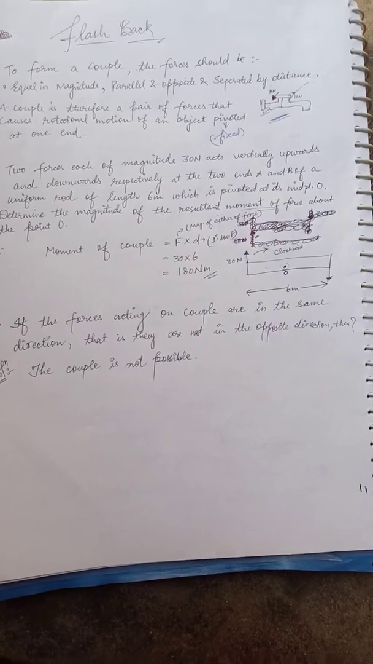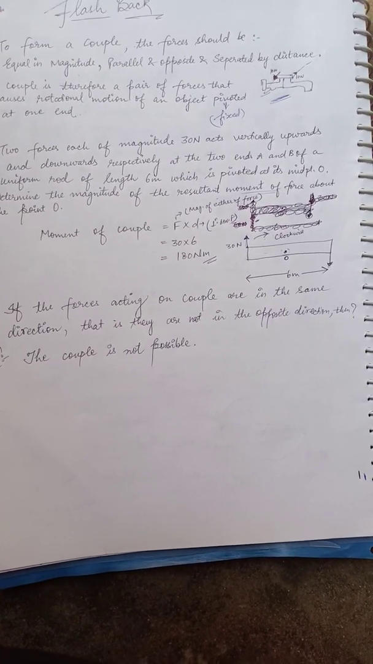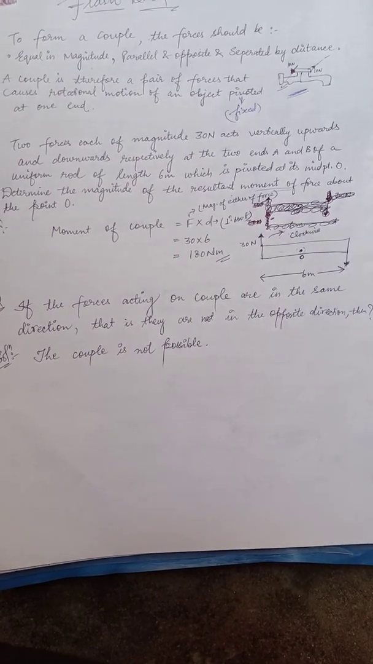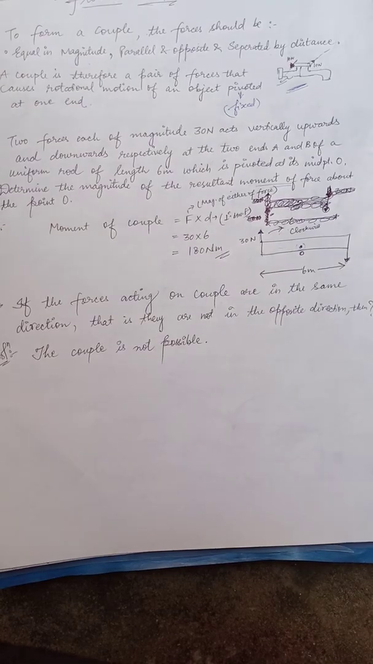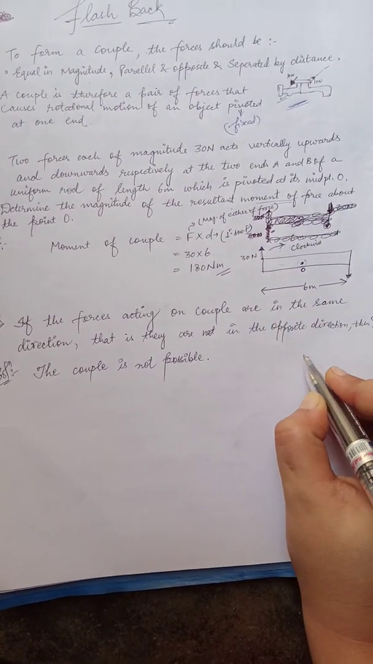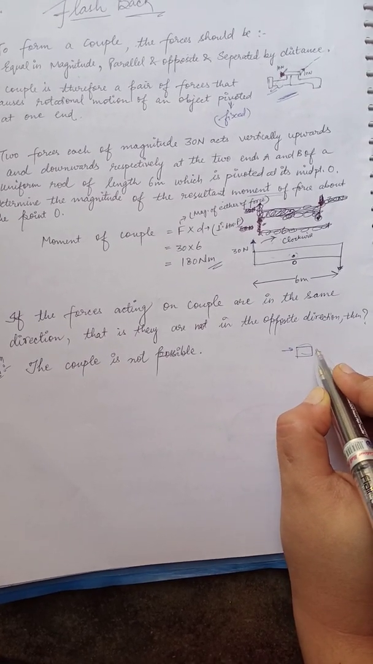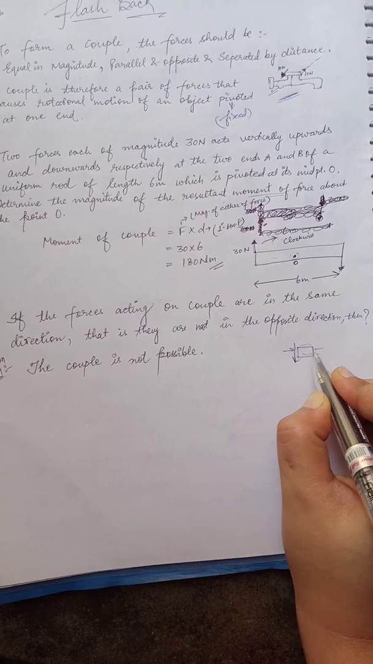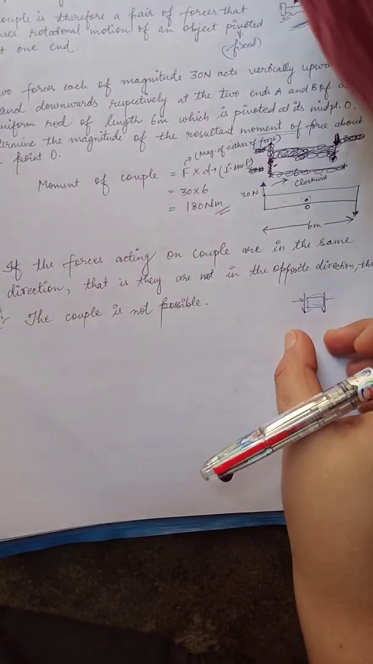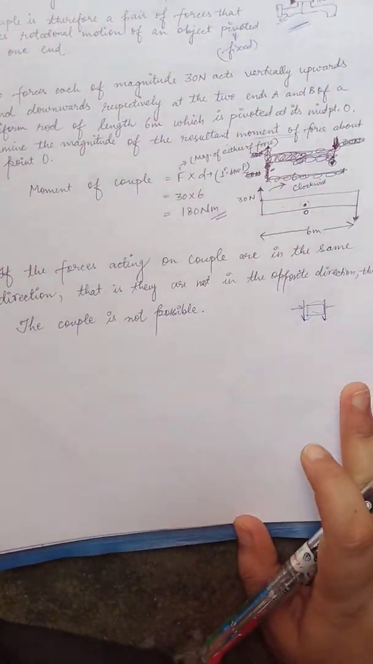Second one: if the forces acting on a couple are in the same direction, that is, not in opposite directions, then how could you say? If the forces are acting in the same direction, like if I am considering this as an object and here also I am applying force, and here also, what will happen? It will do a translational motion. It will slide up or down. It will not rotate. That means a couple is not possible here.